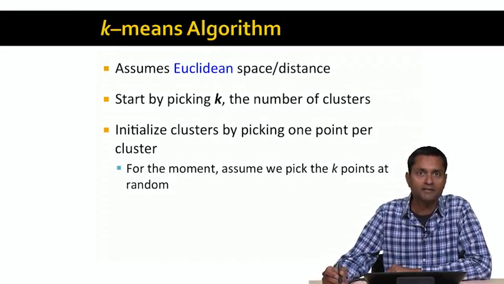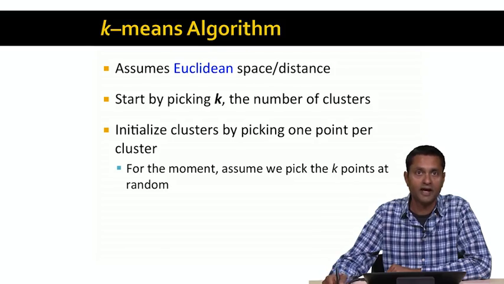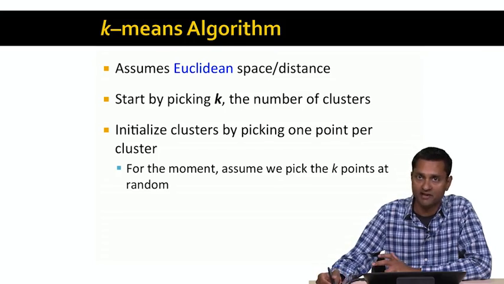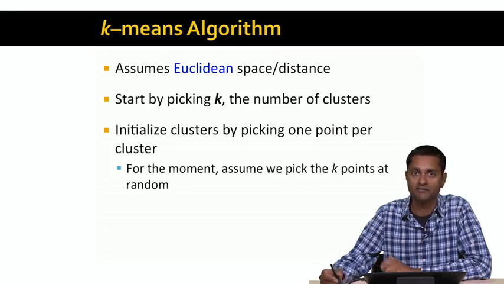Now the k-means algorithm assumes a Euclidean space and a Euclidean distance. The first step is to pick k, the number of clusters. For now, let's just assume that we pick a number k and say that's the number of clusters that we finally want. Towards the end, I'll show you how to actually pick this value k. For now, let's just assume that k is a given.